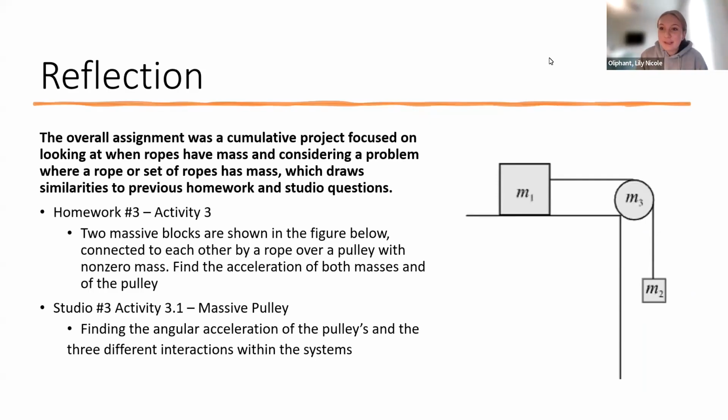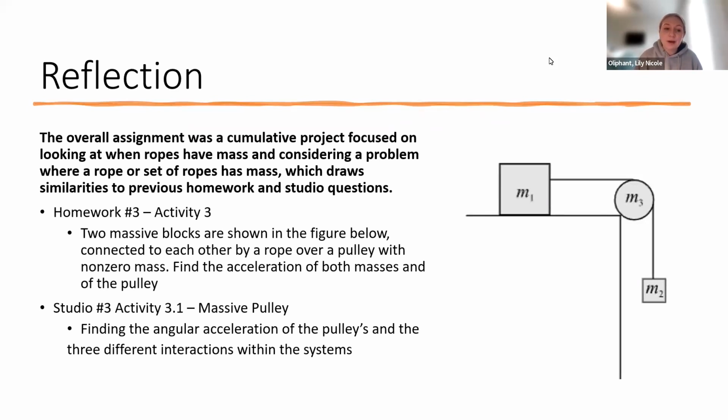Alrighty, and for the reflection, looking over all of the assignments that we've done this term, there hasn't really been a problem where we have looked at a system with a rope or a string that has a mass. I took a pretty deep dive trying to dig up some problem that was very similar or had something else with a mass. And so I looked at a lot of the studios that we did, just kind of going through them.